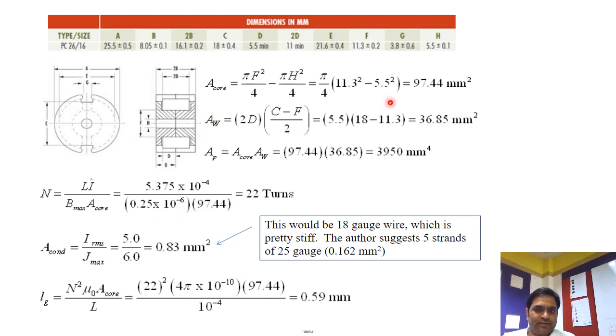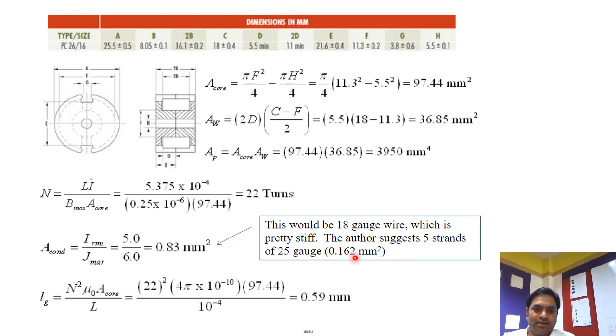Area of core comes from here, and L is the inductance, which is the given spec. I peak is the peak current, B max is the maximum flux density, so 22 turns. Area of conductor we can calculate as IRMS current upon J max, so 5 by 6, 0.83 mm square. And if we correlate this with our AWG gauge wire, we can see that it is an 18 gauge wire.